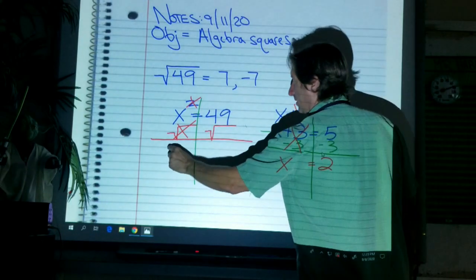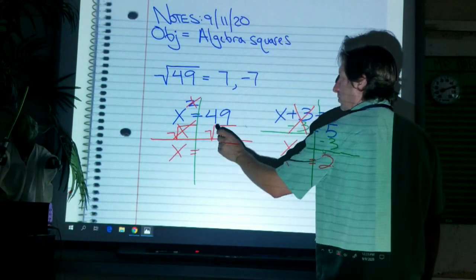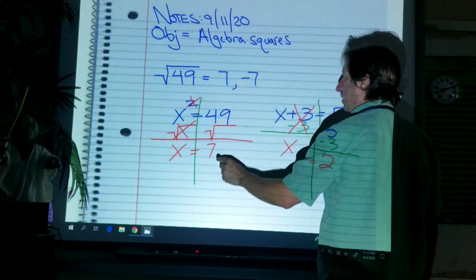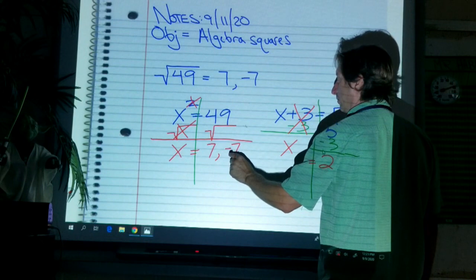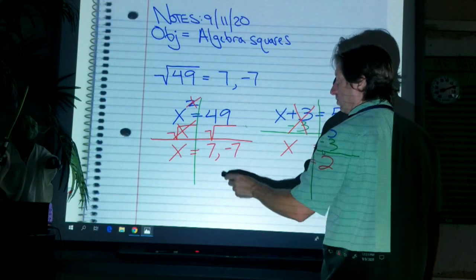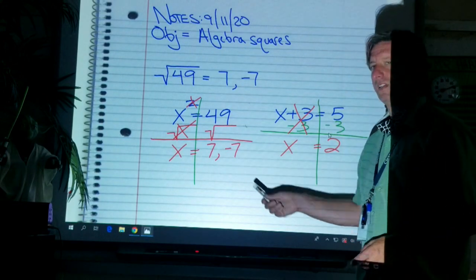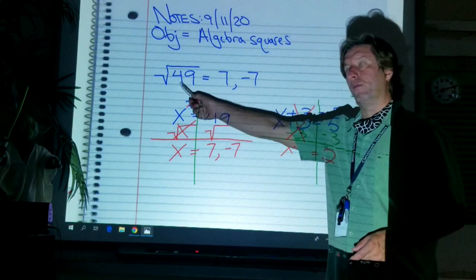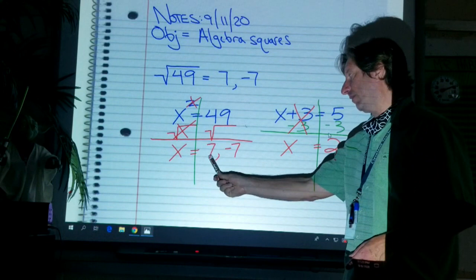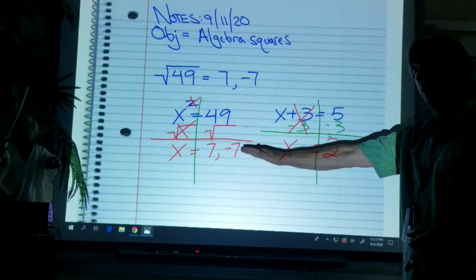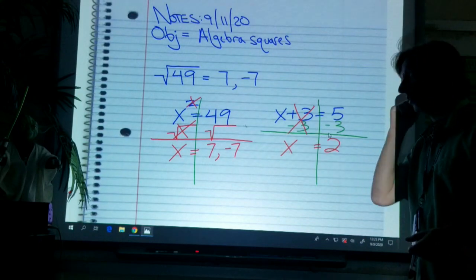So all that's left on this side is x, and then the square root of 49 is 7, but also negative 7. A negative times a negative is a positive. So there's two answers, 7 or negative 7. It's not 7 times negative 7, that would give you negative 49, which is not what we have here. But 7 times 7 works, and negative 7 times negative 7 works. So we want to start writing them both, positive and negative, all right?